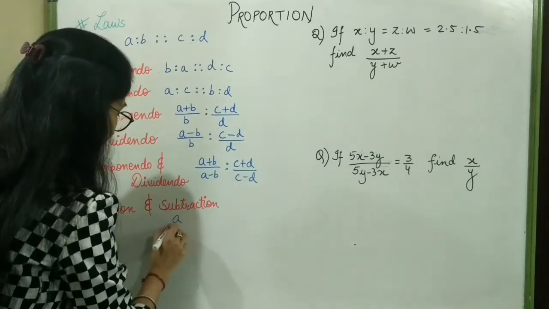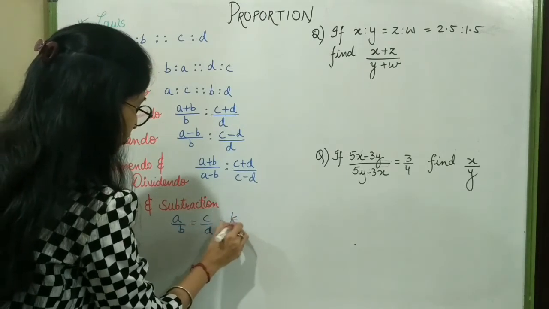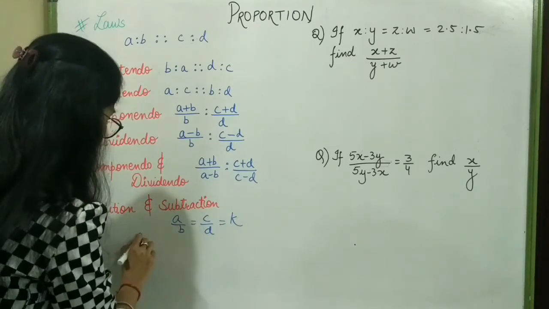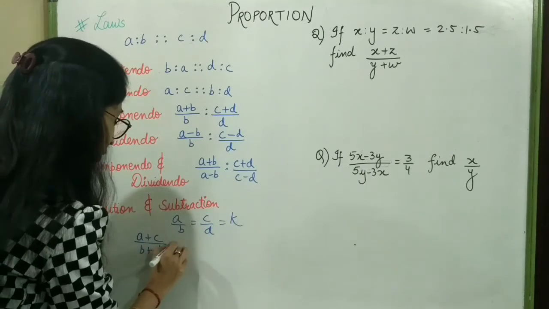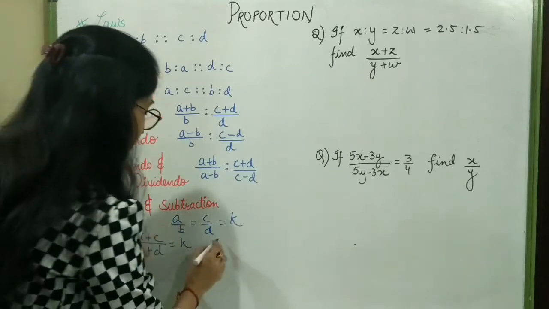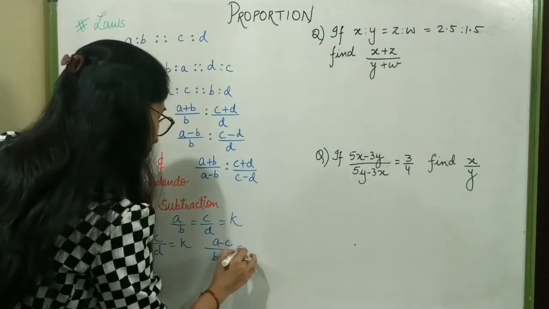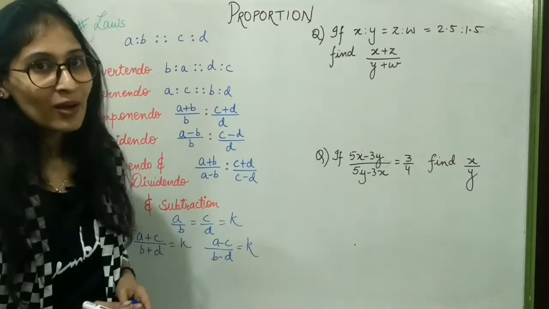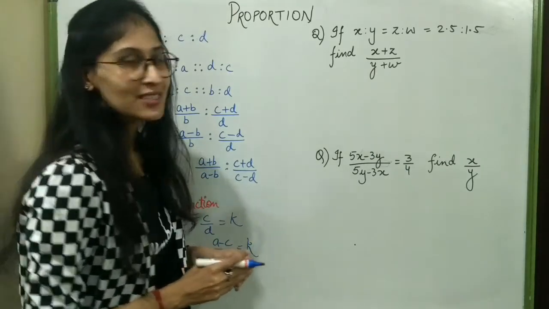Next is addition and subtraction law. If A ratio B is equal to C ratio D is equal to K, then if I am going to add these, A plus C upon B plus D will also be equal to K, and if I am going to subtract these, A minus C upon B minus D will also be equal to K. So these are my laws of proportion. Let's solve some questions based on these.